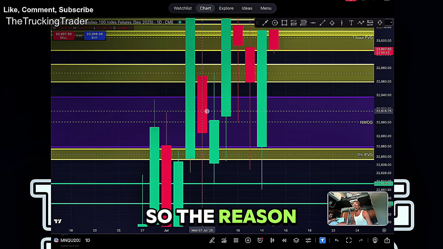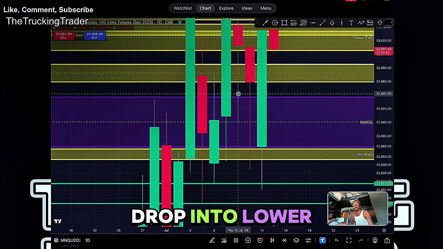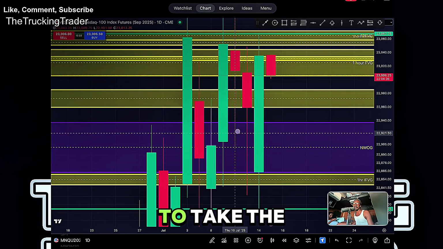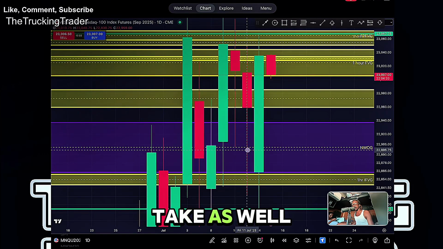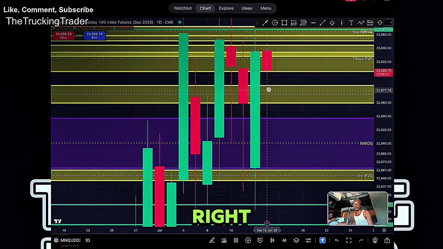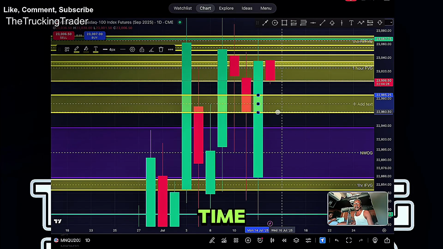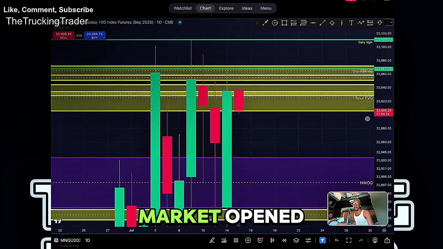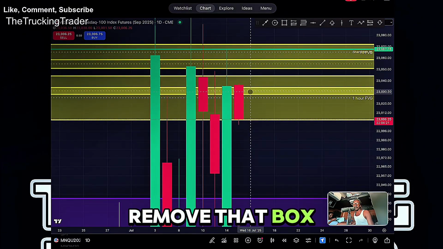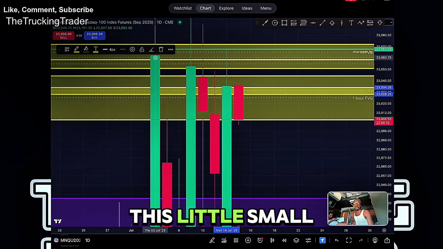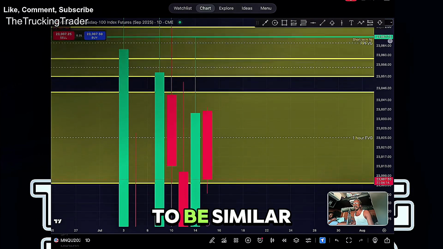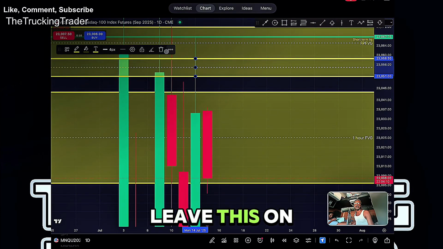So the reason why I wanted to point that out is because when we drop into lower time frames, you're going to see why I was looking to take the trades that I was looking to take as well. All right. At the time, this box wasn't even on my chart when the market opened. So I'm going to remove that box right there. This little small box wasn't on my chart, right? Because I wanted it to be similar. Actually, I'm going to leave this on here.